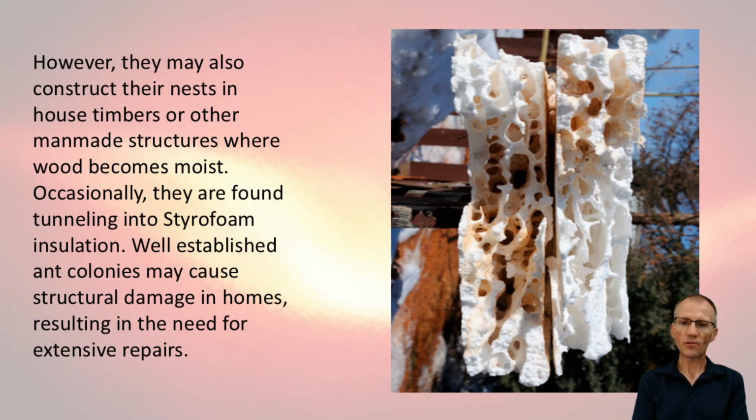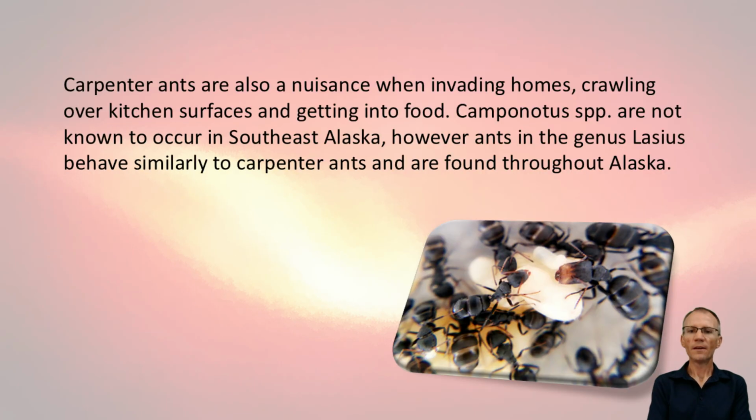However, they may also construct their nest in house timbers or other man-made structures where wood becomes moist. Occasionally, they are found tunneling into styrofoam insulation. Well-established ant colonies may cause structural damage in homes, resulting in the need for extensive repairs. Carpenter ants are also a nuisance when invading homes, crawling over kitchen surfaces and getting into food. Camponotus spp. are not known to occur in southeast Alaska. However, ants in the genus Lasius behave similarly to carpenter ants and are found throughout Alaska.